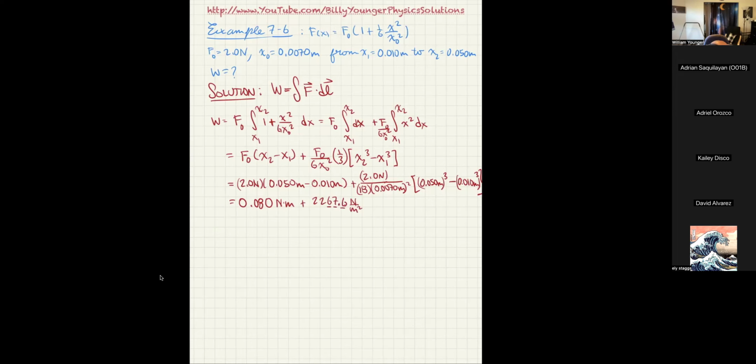Now I've got to take the 0.050 and cube that, so I'm going to raise it to the third power. And then I'm going to subtract from that 0.010, and that too is going to be cubed. The 0.050 cubed is 0.000125, and the 0.010 cubed is 0.000001.